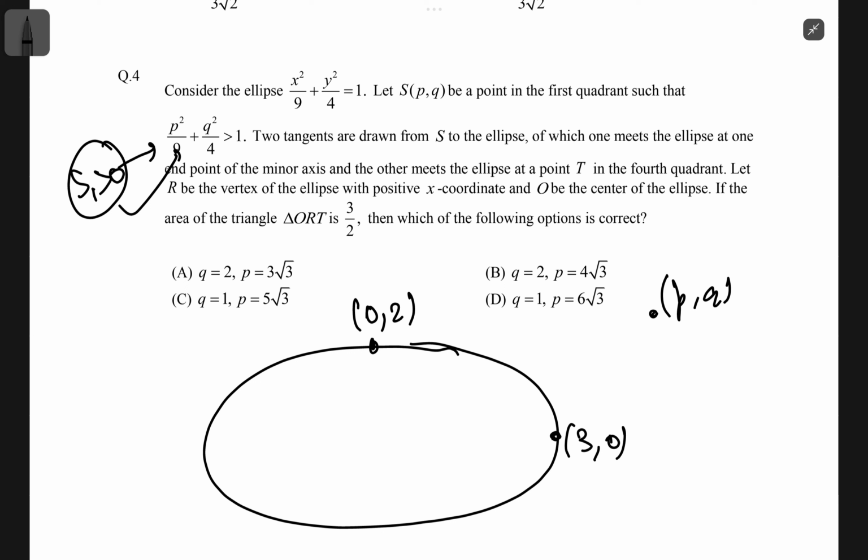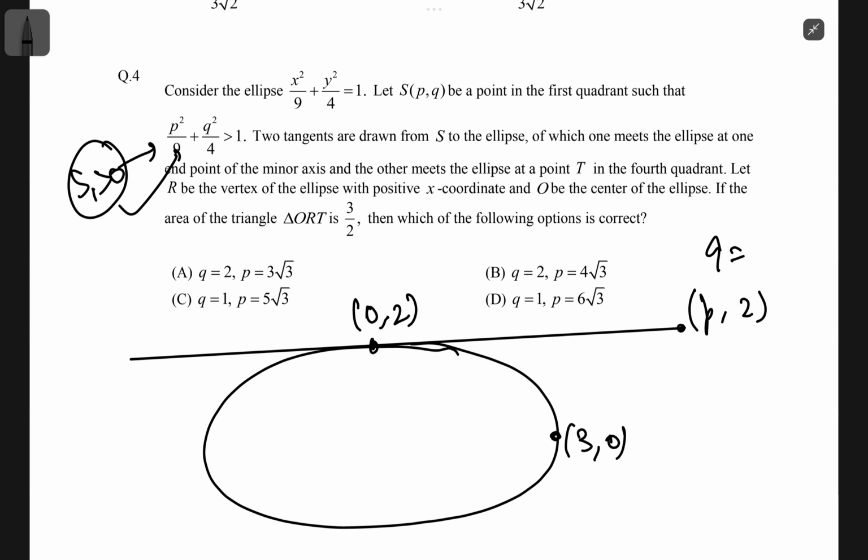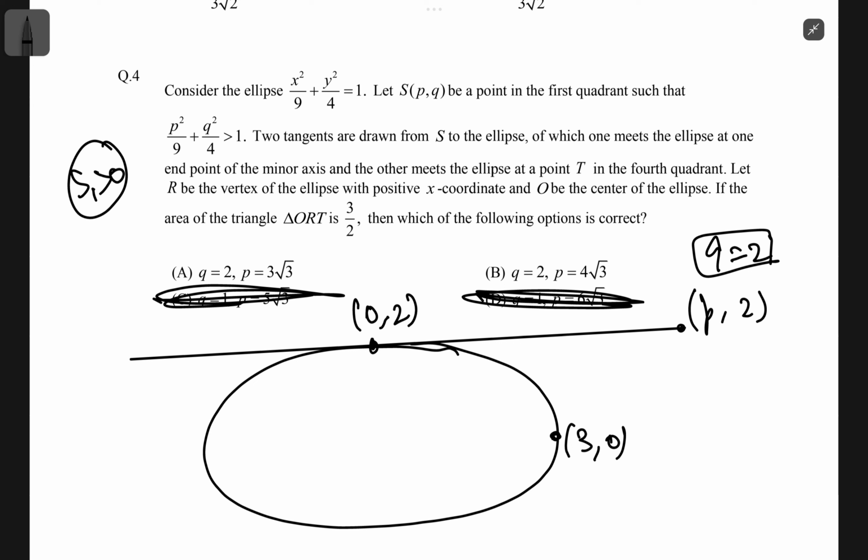So if it meets the tangent, it's very logical to say that this would just be a horizontal line, right? Because it's going to touch it. So half of the options are eliminated straightforward because the y value of S is going to be 2. So q is just simply 2. And these C and D options are completely useless after reading the first 2 lines of the question. So yeah, I mean, the paper was way too easy to be a JEE Advanced paper, whatever.